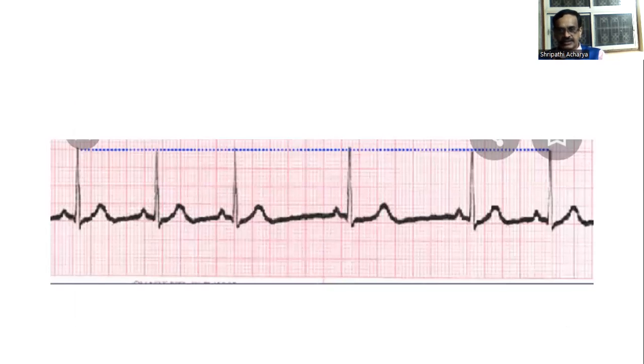This is a case of sinus arrhythmia. Note that during inspiration, the heart rate is increased. During expiration, the heart rate is decreased. Especially in children it is the same. So it is a case of sinus arrhythmia. It is a normal phenomenon.